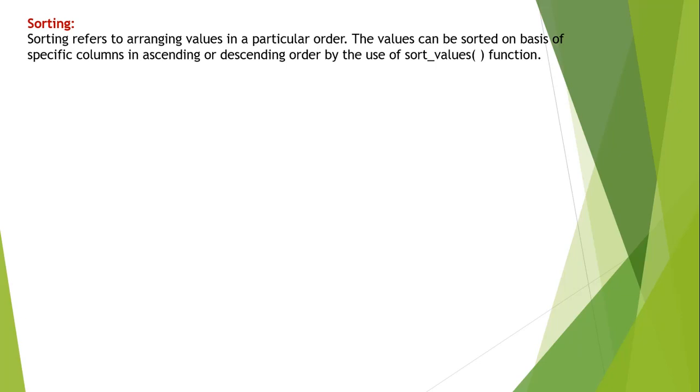So sorting refers to arranging values in a particular order. The values can be sorted on the basis of specific columns in ascending or descending order by the use of the sort_values function. So for using this sorting method in our data frame or in pandas, we need to use this function sort_values. Now let's see how this sort_values function works here.